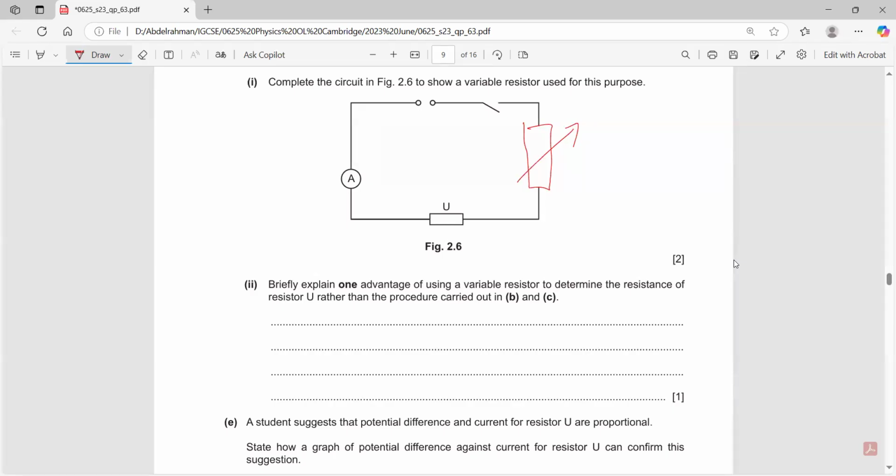Why would using a variable resistor be more useful? Because it's a lot easier and it would give you a lot more values. So for example, now she had only three values, right? The variable resistor could give her way more values. So it's a lot easier to get more values.